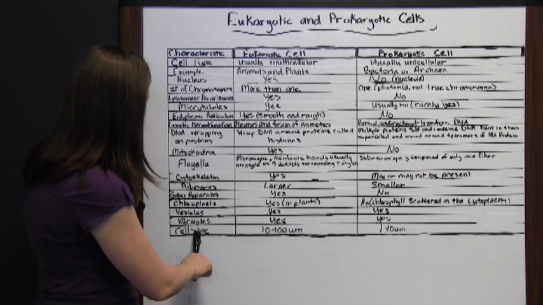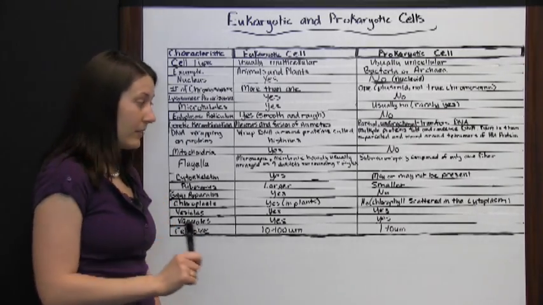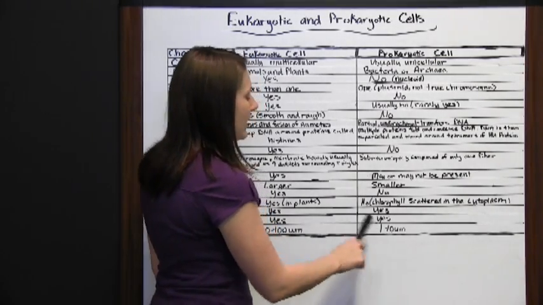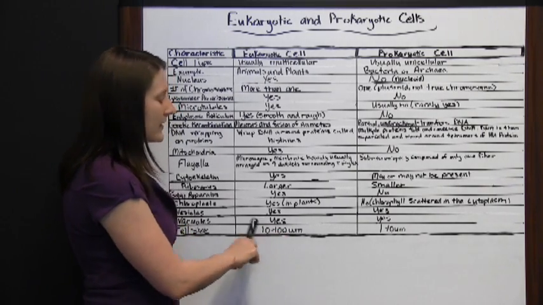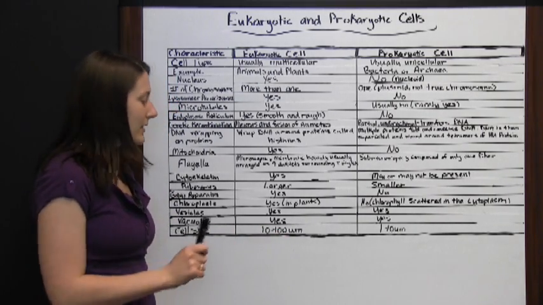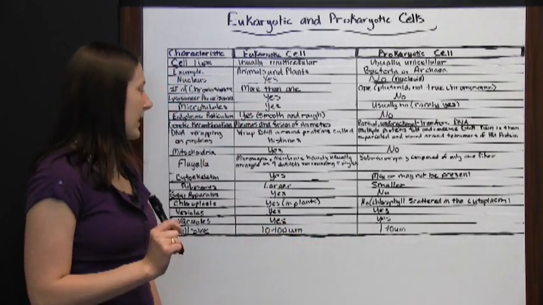And then cell size is going to be 10 to 100 micrometers, which is really small, and prokaryotic cell is going to be 1 to 10 micrometers. So you can see that the cell size on eukaryotic cells are going to be about 10 times larger on average than these tiny prokaryotic cells.